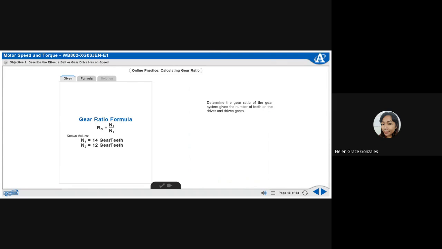Determine the gear ratio of the gear system given the number of teeth on the driver and driven gears. Round your answers to the nearest hundredth. For example, round 1.025 to 1.03 and round 1.024 to 1.02.